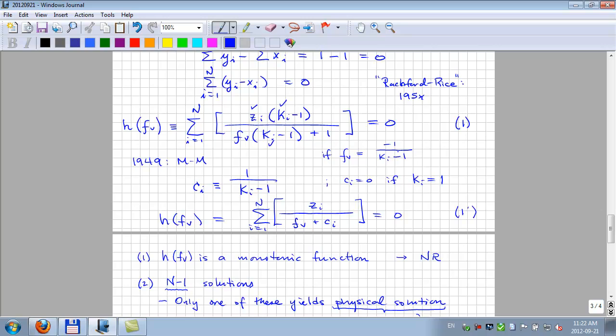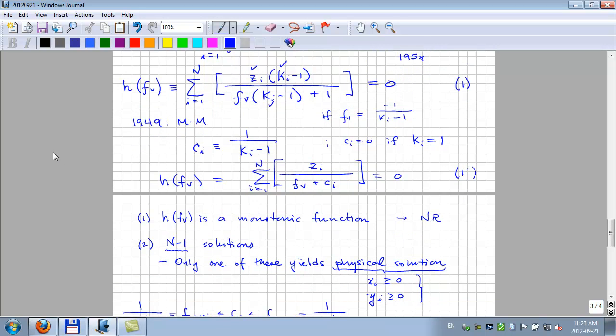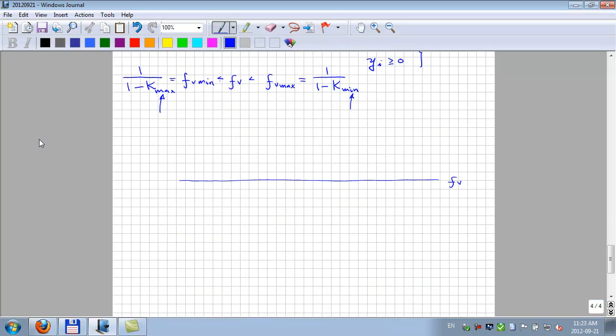Let's say we have a k value of 2. So one of the components has a k value of 2. So this term would be minus 1 over 2 minus 1, which would be minus 1, right? So if I picked f of v as a guess of minus 1, then this denominator would become 0, and the sum would become infinity. So you get an asymptote each time you do this. So you're going to have these asymptotes that I'm going to sketch like this.